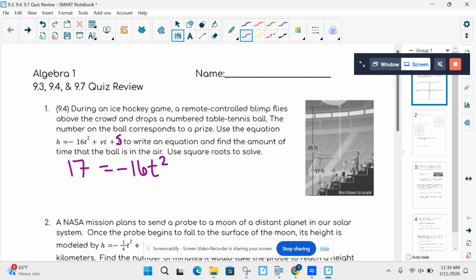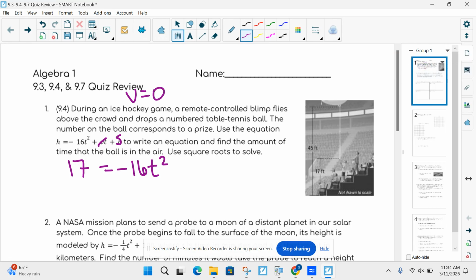Now, what are we going to put for V? Yes, because since the ball is being dropped, the initial velocity is 0. Anything that drops or free fall, initial velocity is 0. And then your starting height is 45 feet.